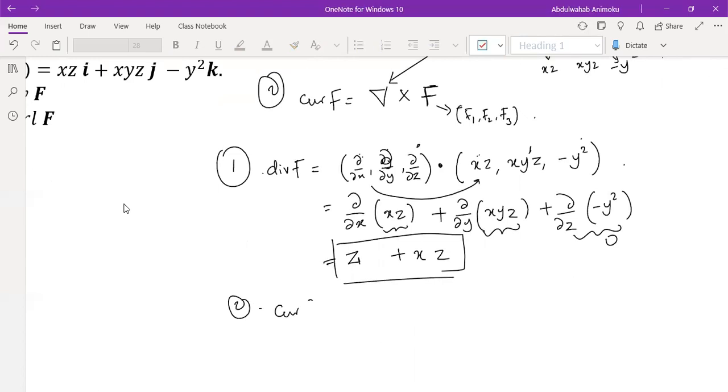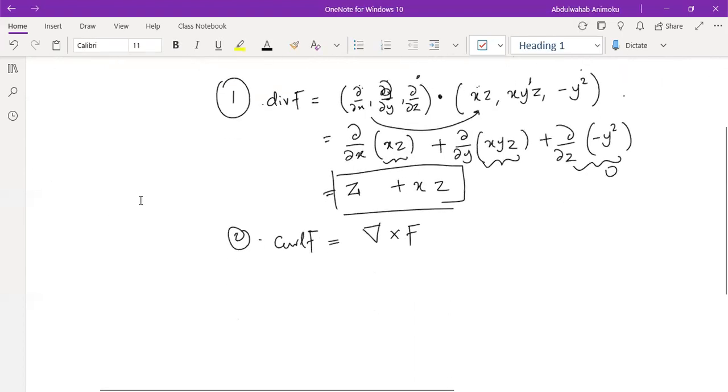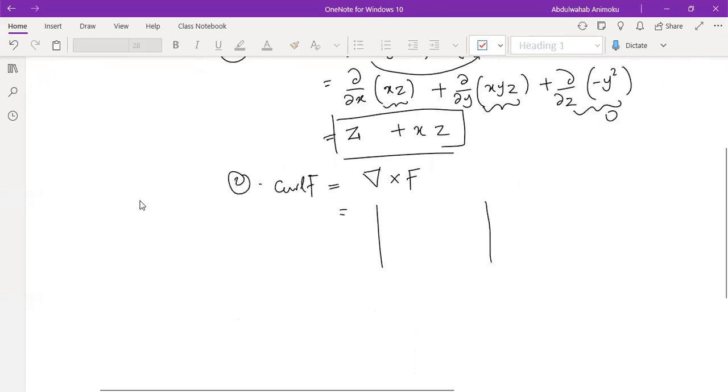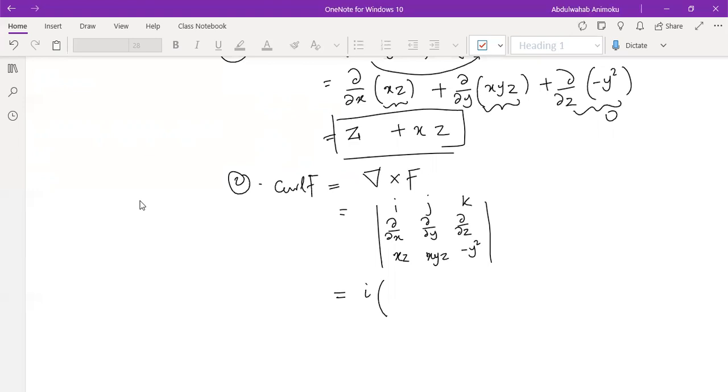Now the curl of f, remember, is just the cross product of the grad operator and the function itself. Another way to write it in matrix form is as the determinant. The first row is i, j, k, then we have the grad operator d dx, d dy, d dz. Then you have your f components: the first component here, the second component here, and the third component here. So it's the determinant of this that gives us the curl of f. So what's the determinant? We start with i, then we find the determinant of what remains if we cross out the row and column that i belongs to.